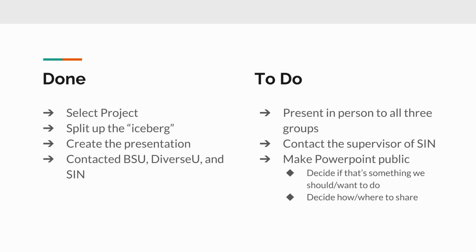And as far as the Student Involvement Network goes, my co-presenter is a SINner, and I'm also a SINner, so we already had two SINners on board. So it's really easy to get the SINners there. The things that we still need to do is actually present in person to all three groups, which shouldn't be super hard just because we do have connections within all three groups, so it'll be really easy to just pop in and do that.